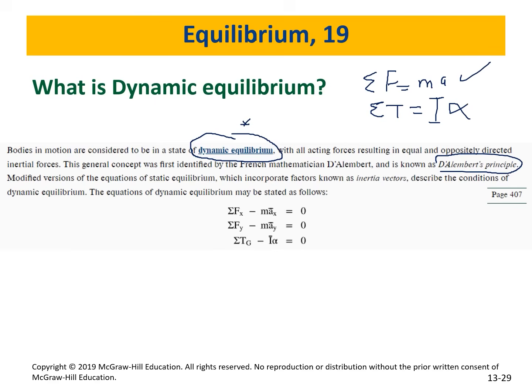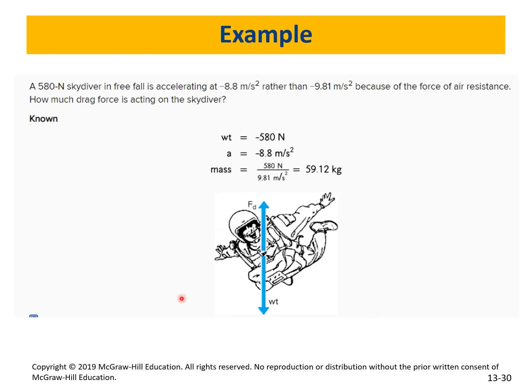So let's say we have a skydiver, and he is 580 newtons and in a free fall, but instead of acceleration 9.81, we have air resistance, right? So the acceleration down is 8.8 now. It's not 9.8, because of the force of air resistance. How much drag force is acting on the skydiver if we're assuming that the skydiver is in dynamic equilibrium? Now drag force is a resistance force. It's pulling in the other direction. And we're moving only in the vertical direction, in the y-axis.